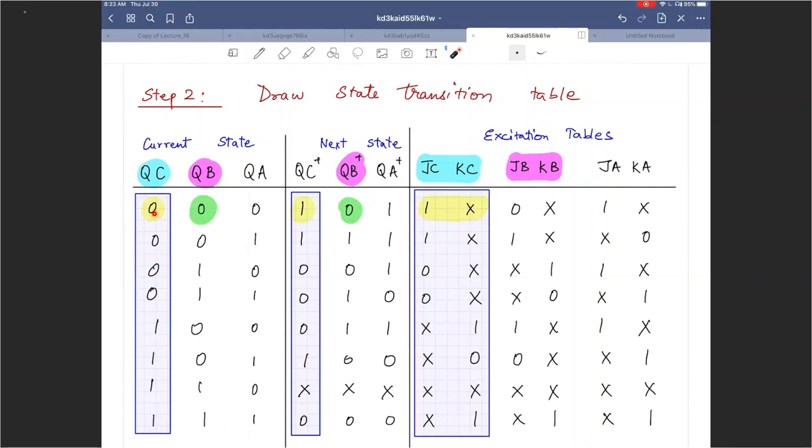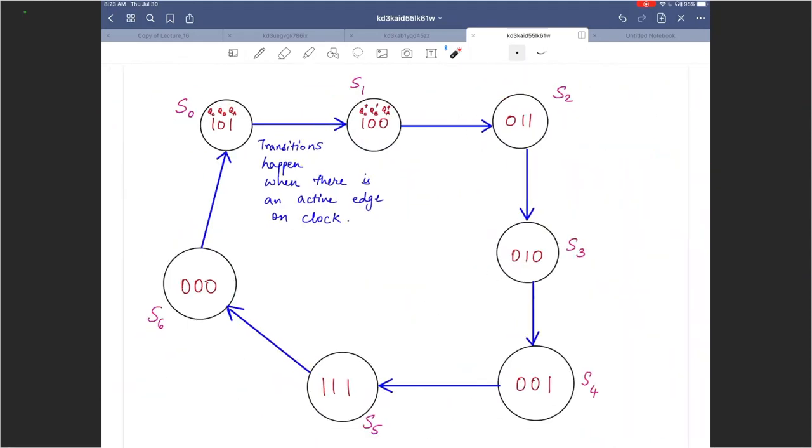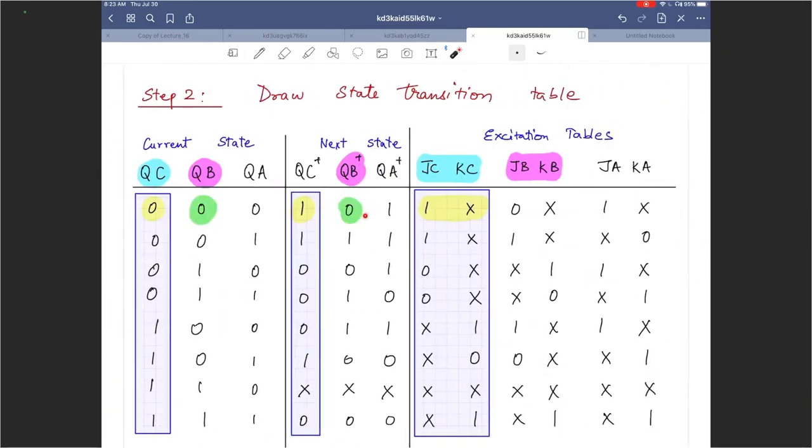Now, after 0, 0, 0, what did we have? Go back and take a look. After 0, 0, 0, right here, we had 5, 1, 0, 1. So we filled up 5 there, 1, 0, 1. And similarly, after 1, we had 7. After 2, we had 1. After 3, we had 2, and so on. That's how we filled the current state and the next state. And then using the excitation tables, we filled JC and KC.